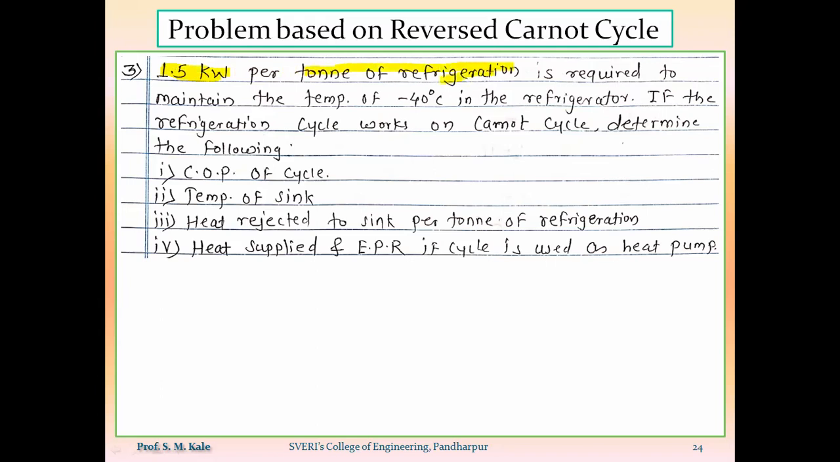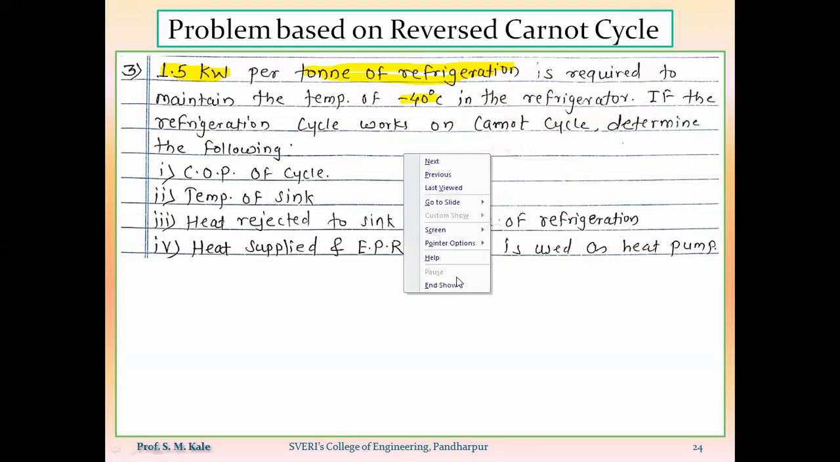That means if we want to absorb 1 ton of refrigeration heat from the refrigeration system, how much kilowatt power, or how much kilowatt work, do we require to supply? 1.5 kilowatt power we require to supply for absorption of 1 ton of refrigeration heat to maintain the temperature at minus 40 degrees centigrade in the refrigerator. So if the refrigeration cycle works on Carnot cycle, determine the following.